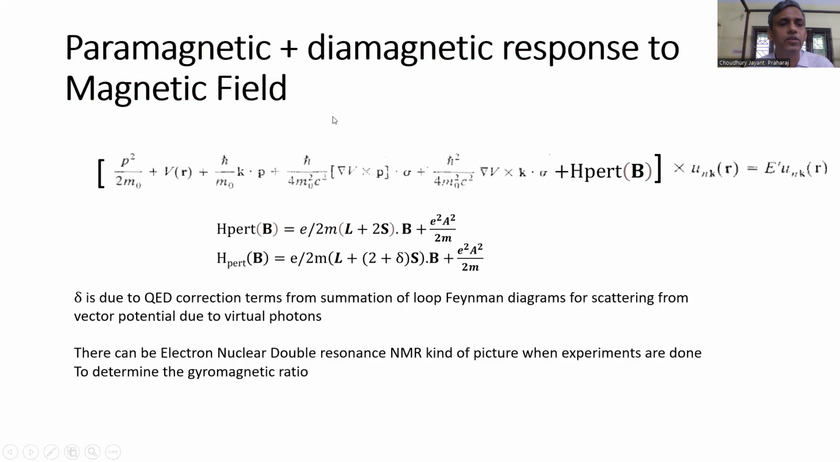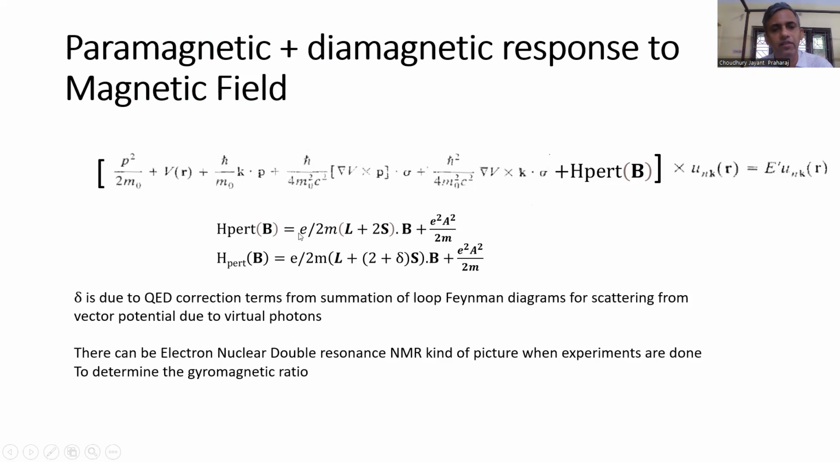We'll next move on to the magnetic field, and this is where we see the origin of the gyromagnetic ratio, because usually when you apply a magnetic field to any material, there is a paramagnetic response and a diamagnetic response, and you have to see which is bigger and which is smaller. You have the usual k·p Hamiltonian plus the spin-orbit part.